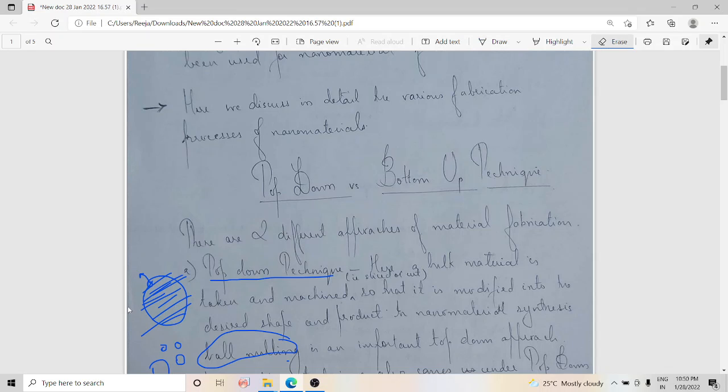So before we go into the actual synthesis technique, we will discuss here the two approaches which are followed for nanomaterial fabrication. One is the top-down approach and the other one is the bottom-up approach.